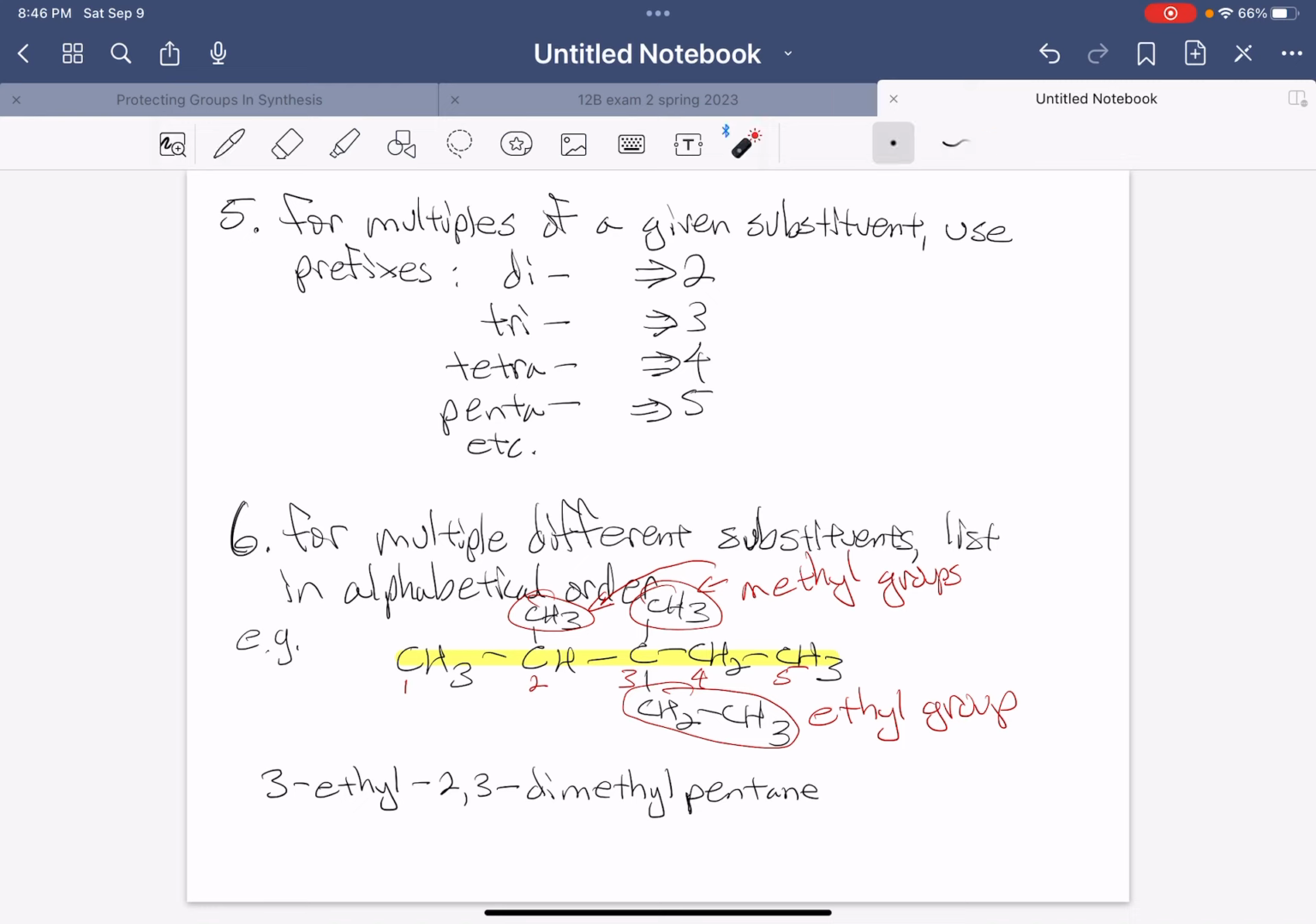So again, we've got our main chain, 5 carbons. That gives us pent. It's an alkane, suffix ane. We've got 2 methyl groups, so we have a dimethyl, and we have 1 ethyl group, so it's just ethyl. We alphabetize ethyl before dimethyl because the ethyl comes before the methyl. And then we need to indicate where is the ethyl group. It's on carbon 3. So 3-ethyl-2,3-dimethyl, because methyl groups are found on carbons 2 and 3. And it's very important to have the correct numbers, even if it seems like they might be redundant, because usually they're not redundant.